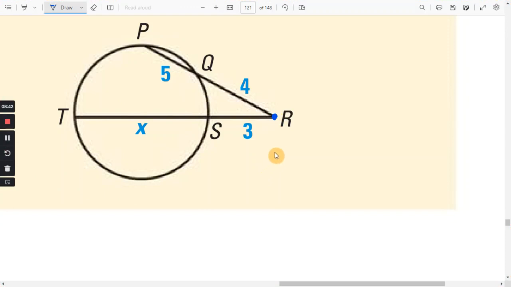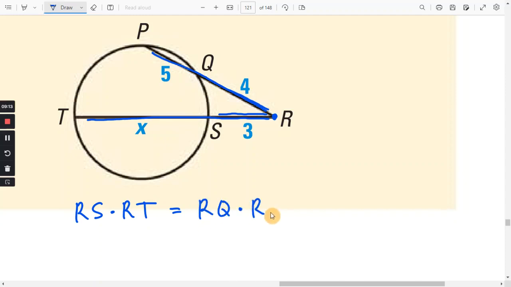Let's use the 2 letters first for the equation. So we're going to have the external, that's RS, times the whole thing, that's RT. All right, so we have RS times RT. And now the other one, we have the external, which is RQ, times the whole thing, RP. Okay, RQ times RP.